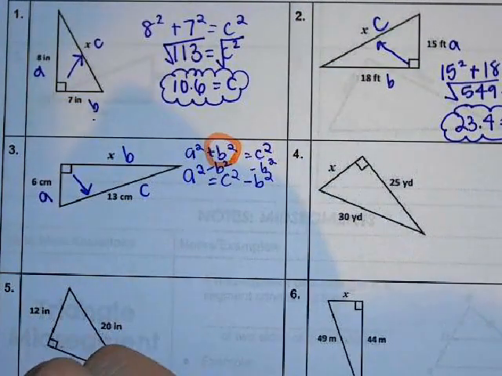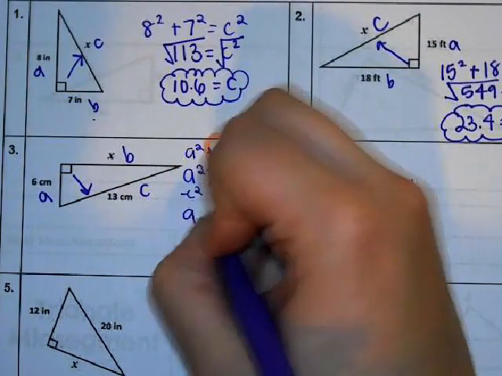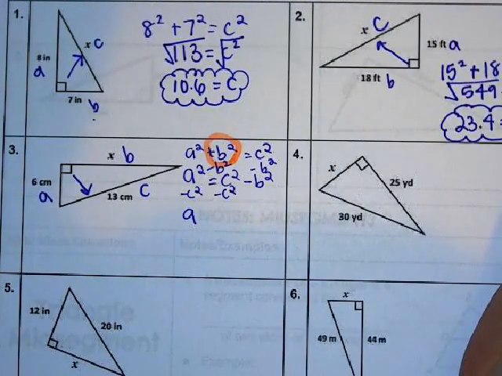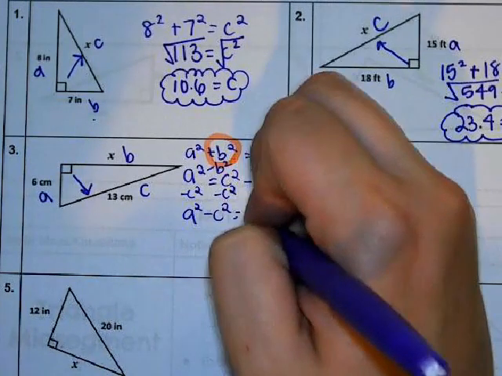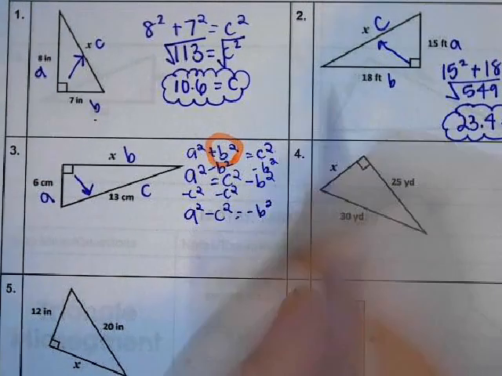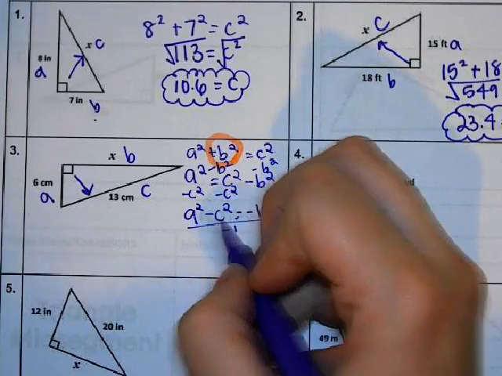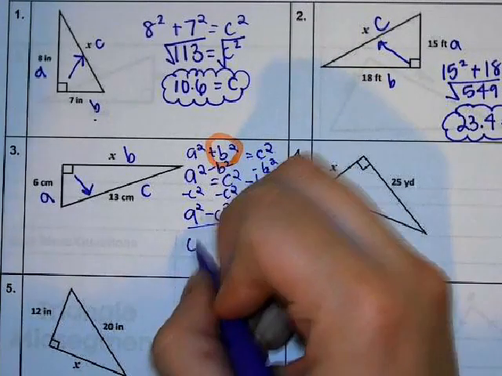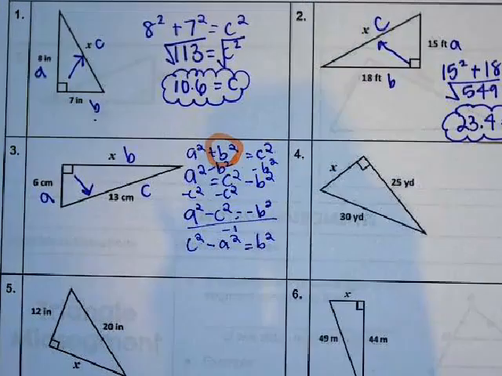Then to get a squared by itself, I'm going to subtract c squared. So that gives me a squared minus c squared equals negative b squared. Now I don't want any negatives, so I'm going to change my order here. I'm going to divide it all by negative 1, and I'm going to move my c squared first. That's going to give me c squared minus a squared is equal to b squared.